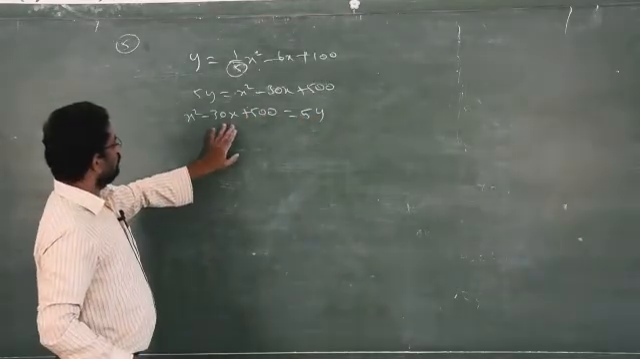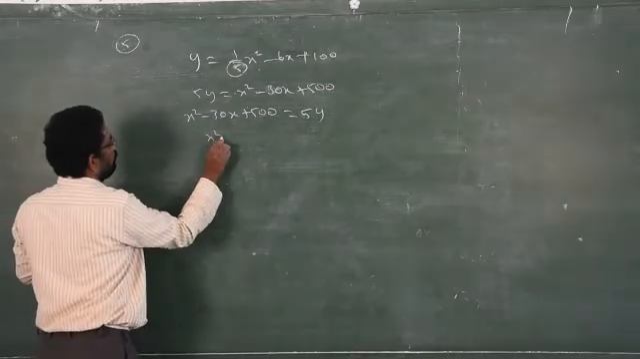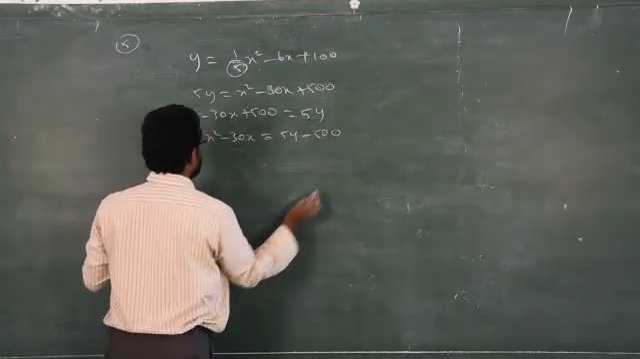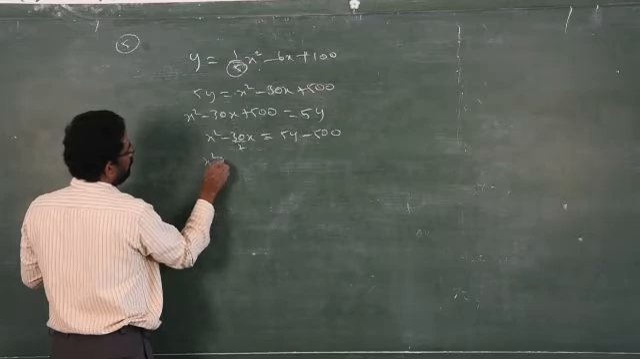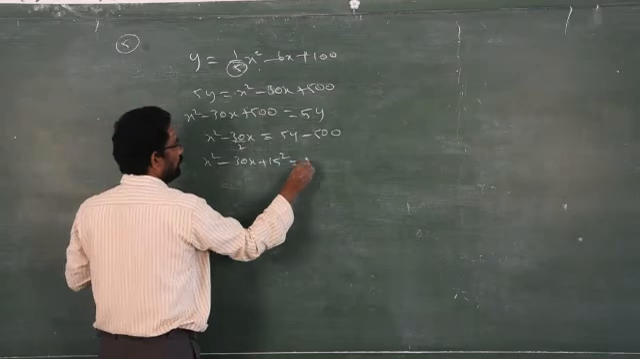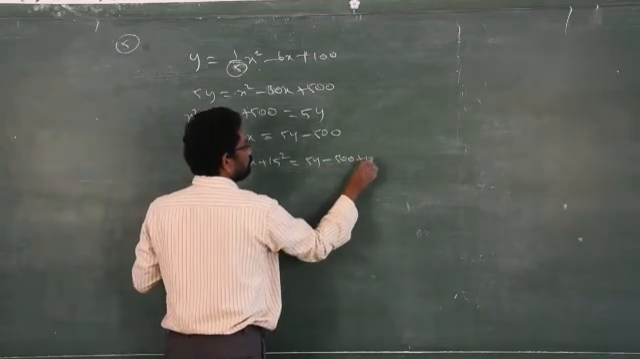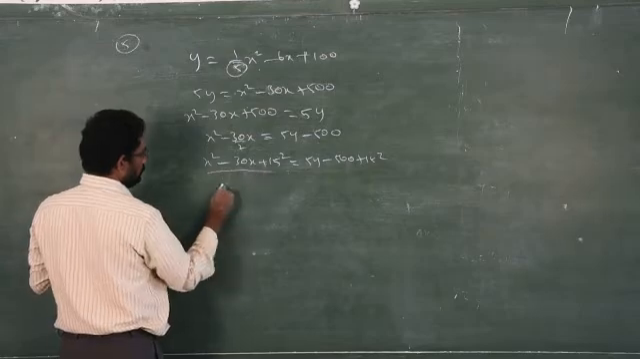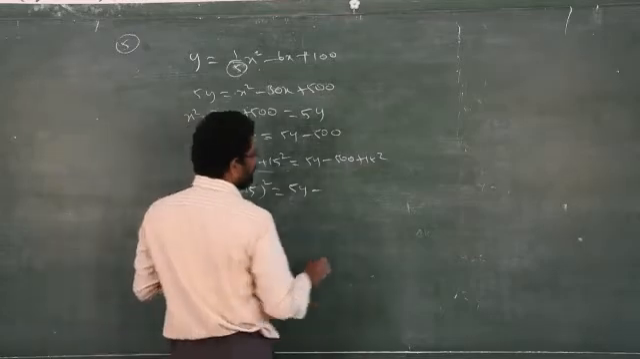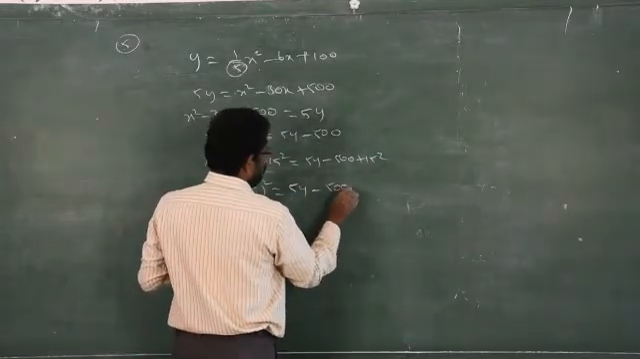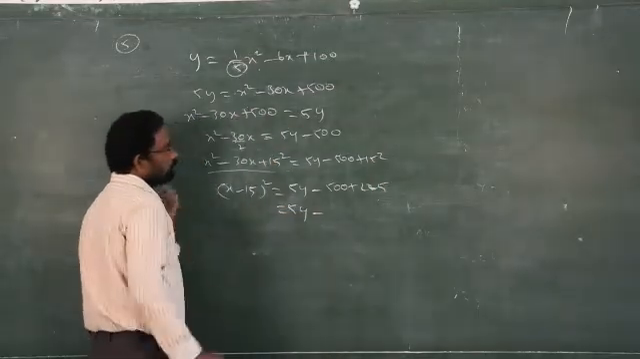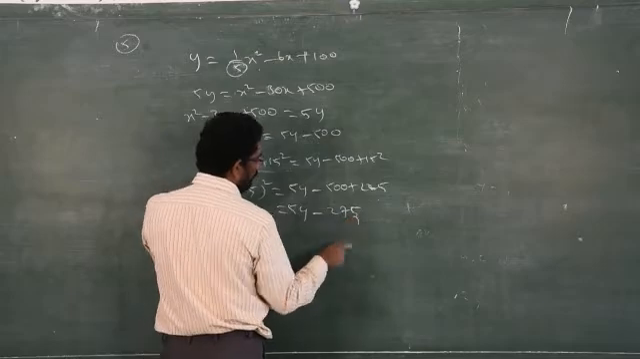Now tell me which variable has power 2? X. Therefore, keep the x variable on the left side, and the remaining terms should be transferred. Again, completing the square method. Half of 30 gives 15 square. Add it on the right hand side also to balance the equation. This becomes x minus 15 the whole square equals 5y minus 500 plus 225. Clear? So subtract, what will be the answer? 275. Am I correct?